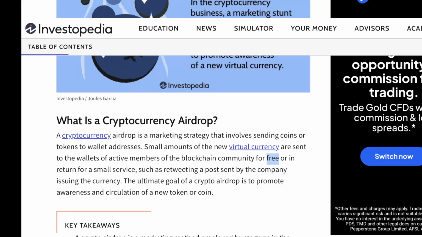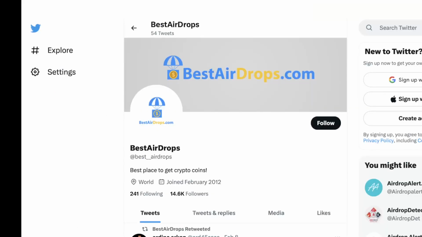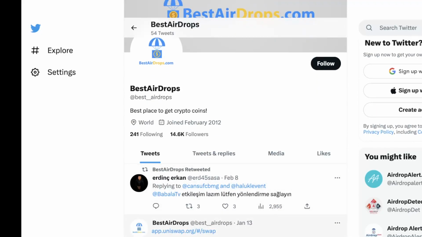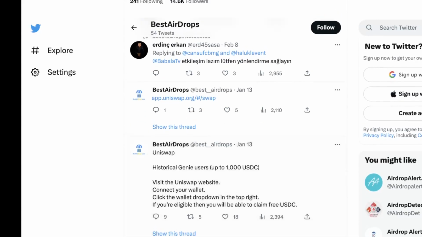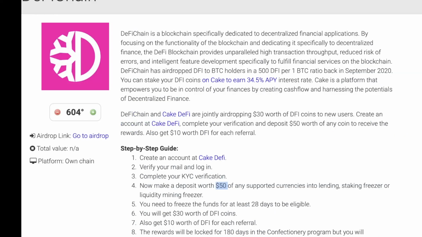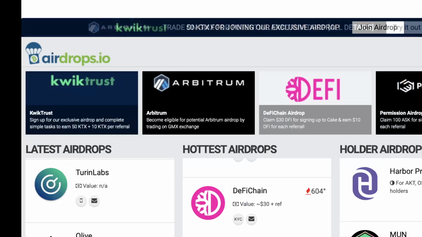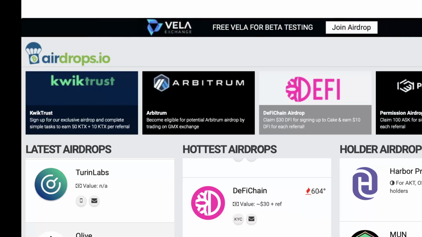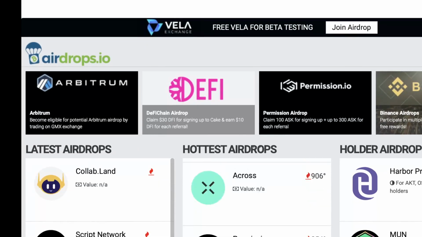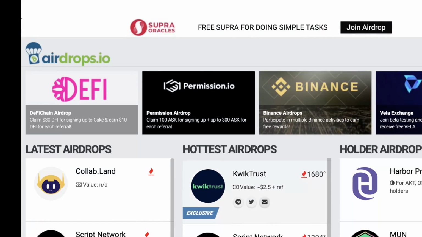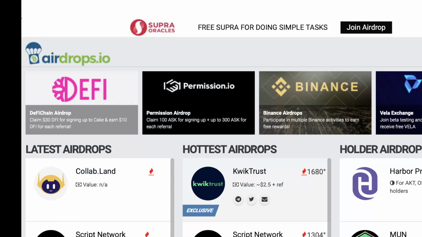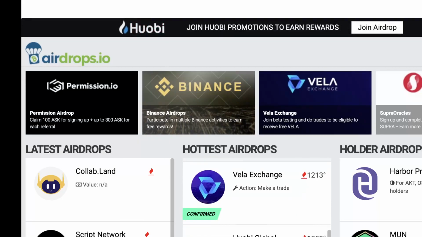So the next question is how to find this free money. I normally go for this Twitter account called Best Airdrops. I don't know who manages it, but it's been maintained, and it randomly posts a few airdrops you can look into. Another website is airdrops.io. Here you can see pretty much all the airdrops of the crypto community. I normally go for the ones with a larger dollar value. Like for this one, if it's $2.50, it doesn't really seem worth my effort. So I normally go for something like $30.